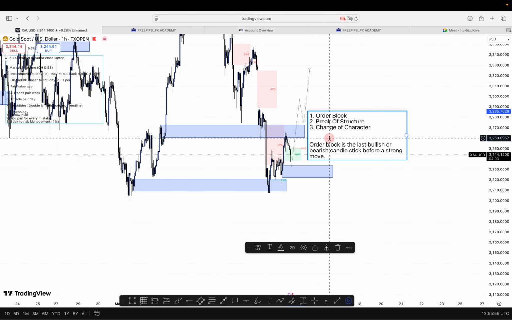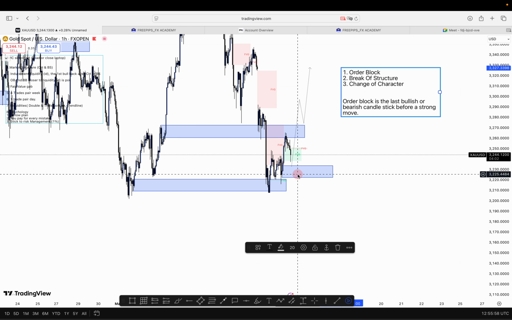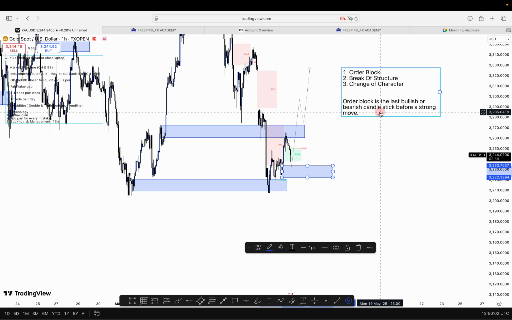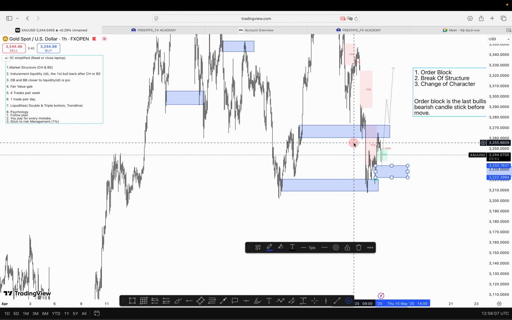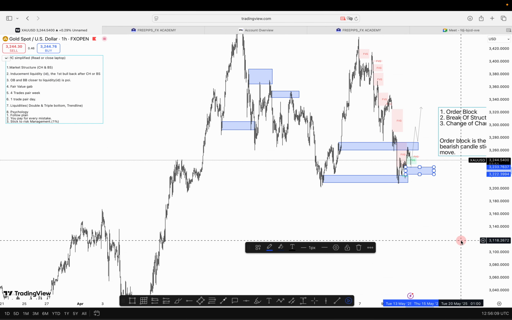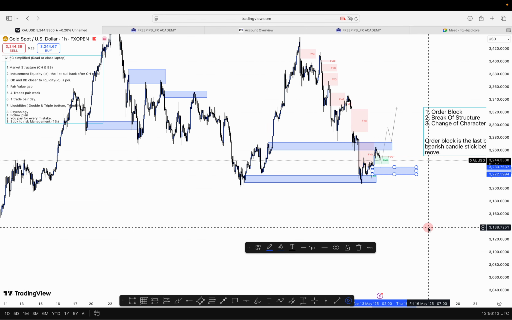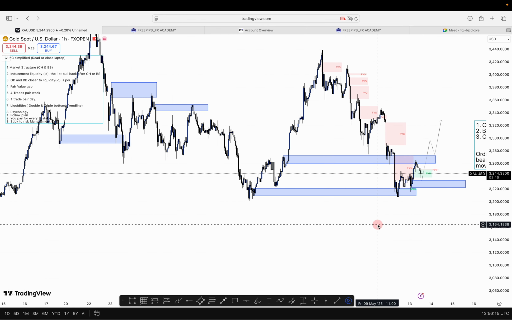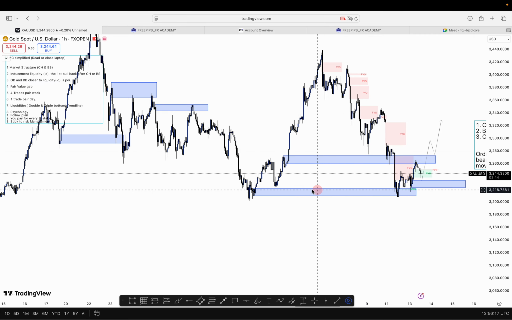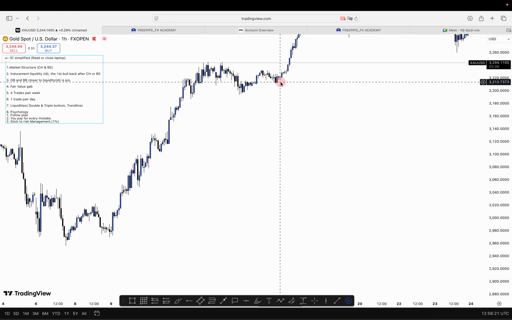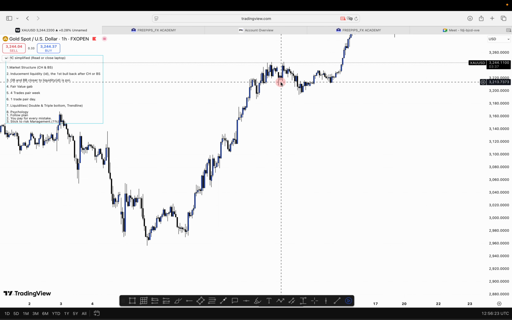So that is another block. If we are to identify order blocks, it is the last bullish or bearish candlestick before a strong move. Majority of the time you will see fair value gaps around order blocks. Those are the most valid order blocks. So let's identify fair value gap, or imbalance. Do you know them?